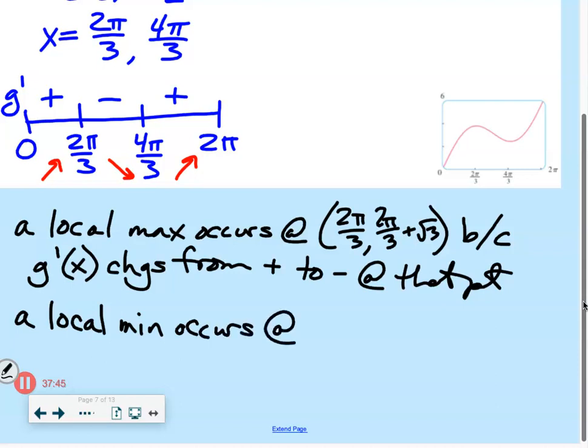Tell me where we have a local min. At 4 pi thirds, comma something.